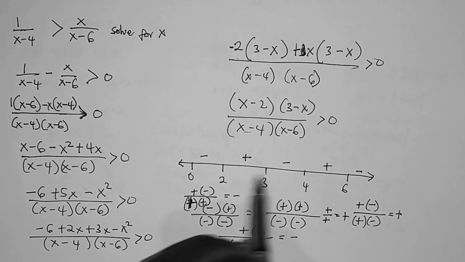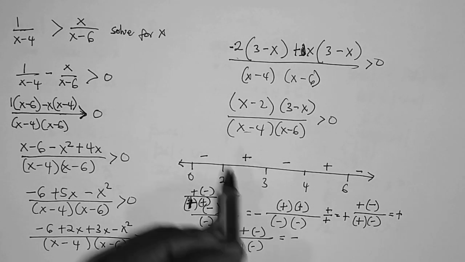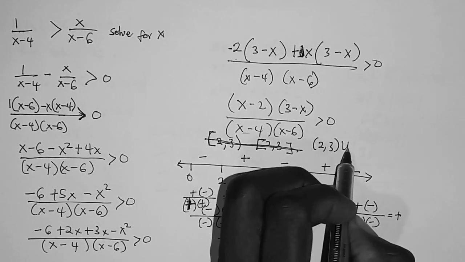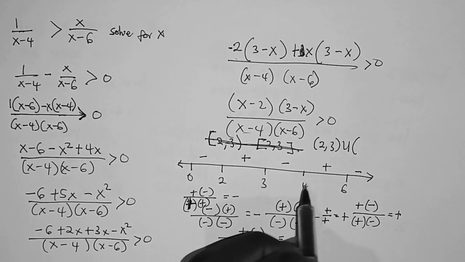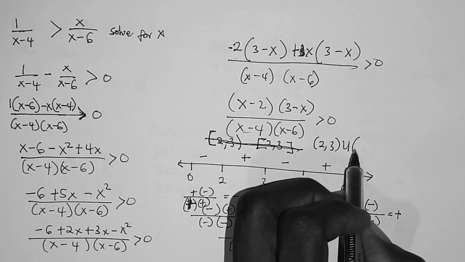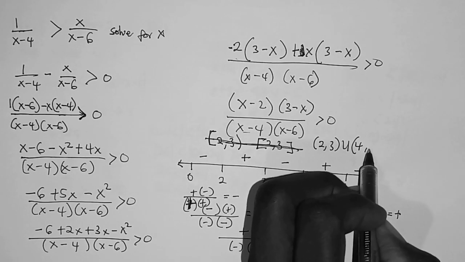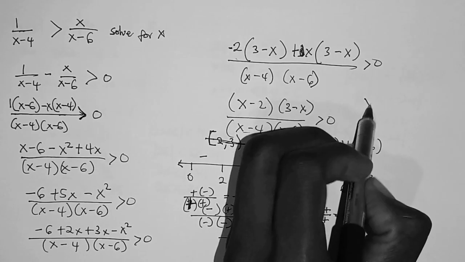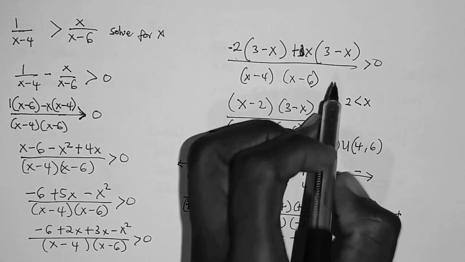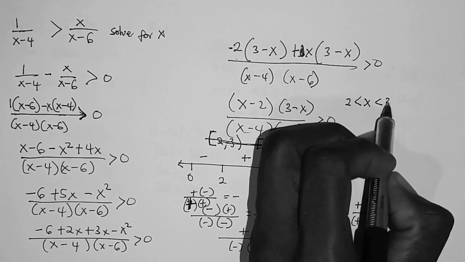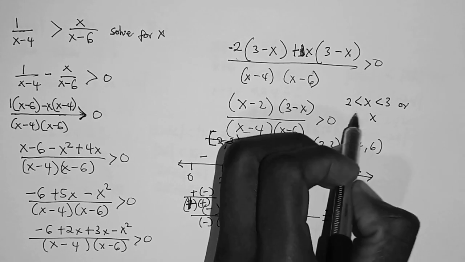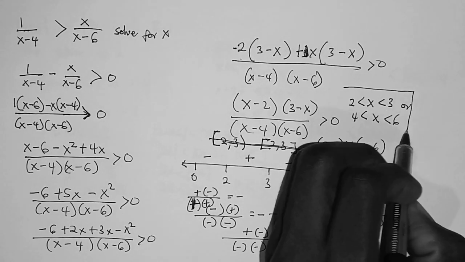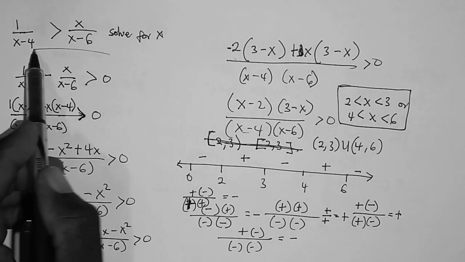So we only have required solution in two places. That is between 2 and 3, and then in union with the region between 4 and 6. So if we are supposed to write them in terms of inequalities, then x is greater than 2 but less than 3, or x is greater than 4 but less than 6. So these are the set of values of x that satisfy this inequality.